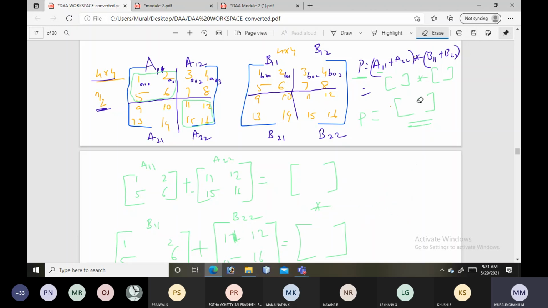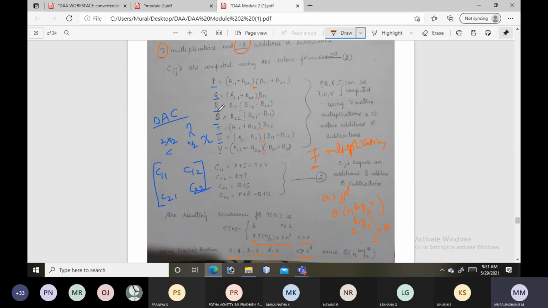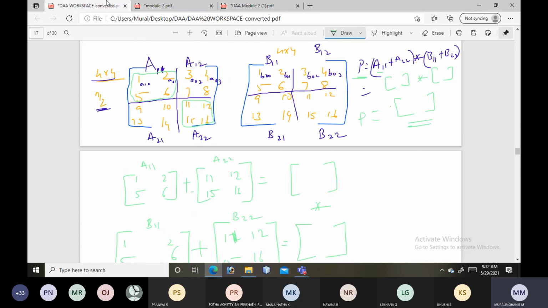Okay. So now, as we are doing here, similarly you calculate all these P, Q, R, S, T, U, V. Then you substitute in this one. See here again you are substituting P plus S. What is P? P is a matrix we are getting. Similarly you will be getting the S matrix. So when you are calculating P plus S, again you are adding two matrices. That is what? Number of multiplications are less and number of additions are more.